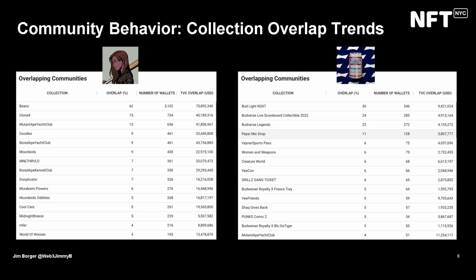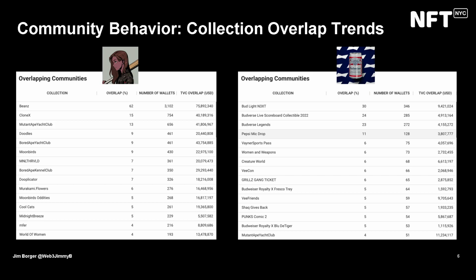All right, so this is community overlap analysis. Now we're getting into the behavior, what resonates with folks and what they are into. This is one of my favorite ways to look at communities. I don't know how well you can see it in the audience, but we're doing a compare and contrast of Azuki and Budverse Heritage cans here.